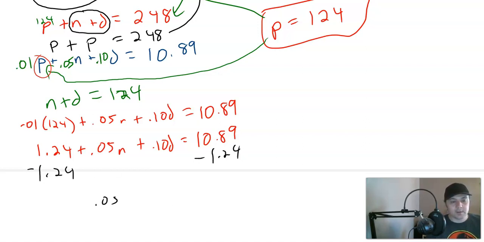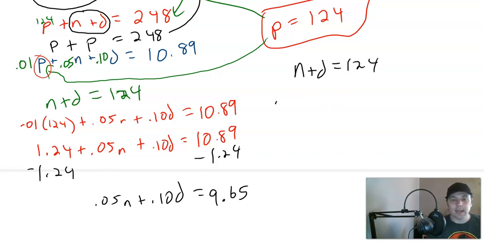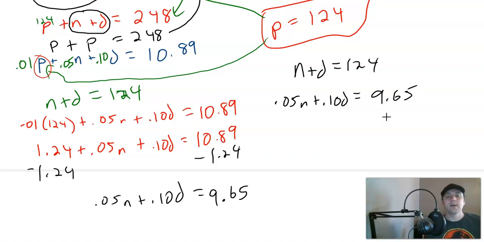And so I end up with a better formatted equation of 0.05N plus 0.10D equals, when I subtract these, I'll get 9.65, looks like. Hopefully I did that right. And so this will be my second equation. So I have N plus D equals 124, and I have 0.05N plus 0.10D equals $9.65. So we want to solve this system of equations of two variables.